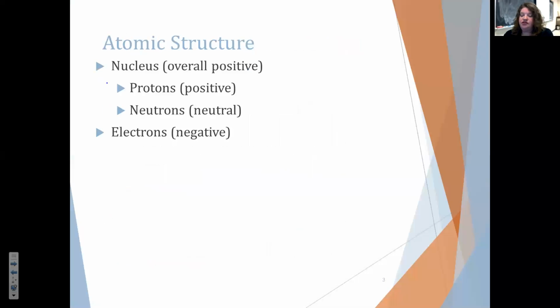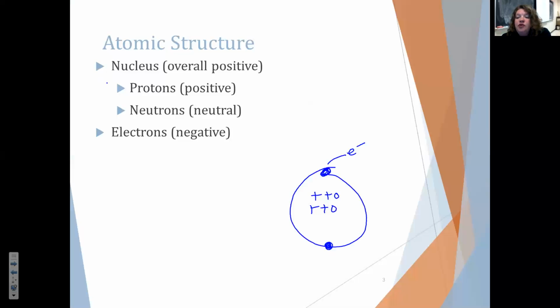And so when we talk about the structure of the atom, there's two parts that we're going to talk about. We're going to talk about the nucleus, which is the part in the center. And it has positively charged particles called protons and some neutrally charged particles called neutrons. And then circulating around in electron shells or energy spaces or energy levels are negatively charged particles called electrons.